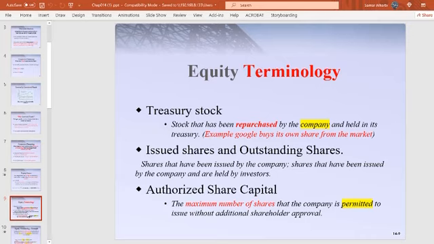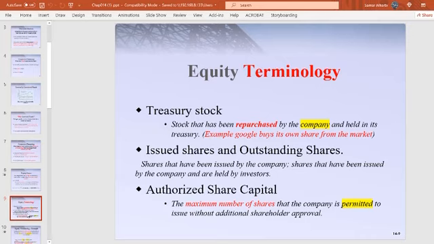Okay, the third one is something called authorized share capital. Authorized share capital is the maximum number of shares that a company is permitted to issue without additional shareholder approval. Normally, when they establish the company, there will be an authorized share capital. Let's say authorized share capital is 1 million. It means the company can issue up to 1 million shares. They may issue 100,000 in the first year. That's okay because they don't need too much money. The remaining 900,000 can be issued over the life of the firm.